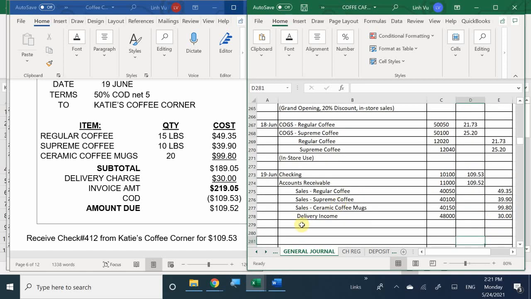Okay, and then the description. Hold on, Felipe, what did you say? Oh no, I'm keeping up. You put in the description. I'm catching up. Go ahead, Alan. I put Katie's Coffee Corner. Good. I put the invoice number 101. I put in her check number 412. And then I put in the terms of 50% COD net 5.